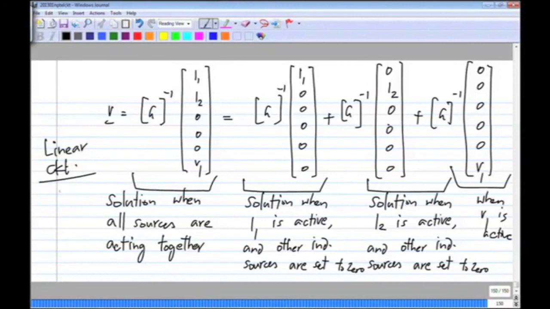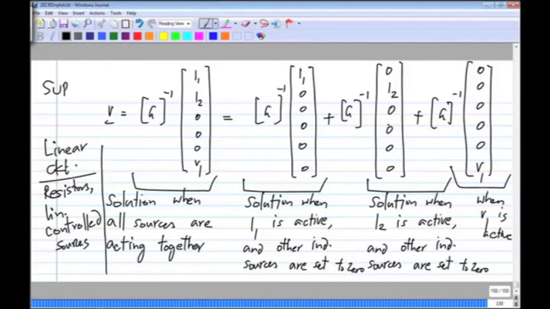And a linear circuit means it has, besides these independent sources, resistors and linear controlled sources. So this is superposition. I hope that part is clear.